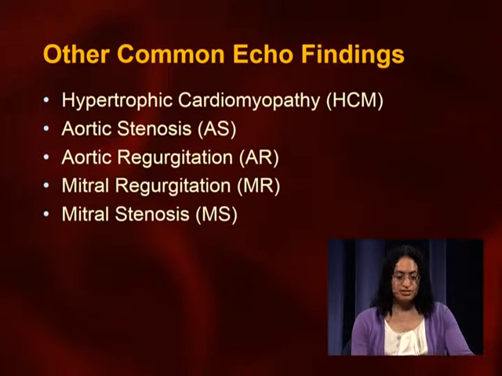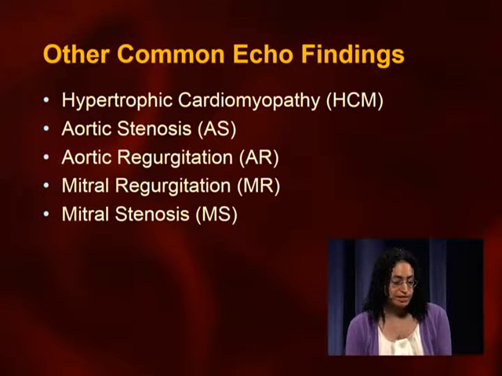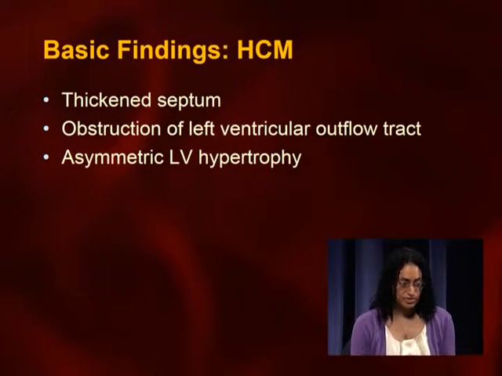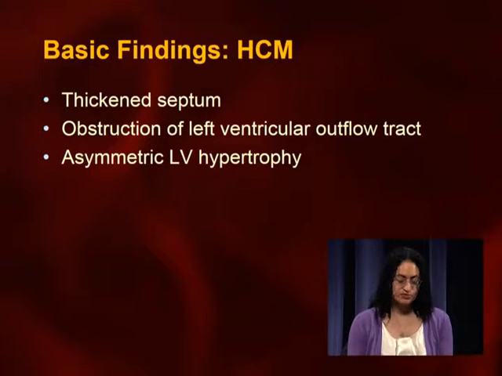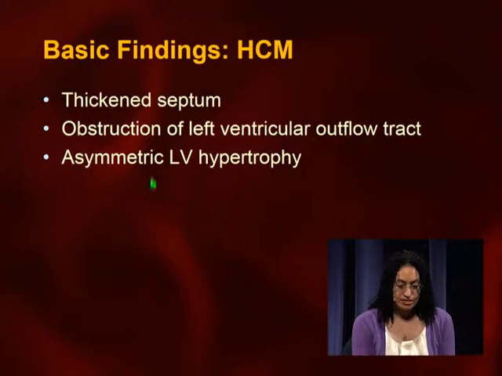Other common findings you might be given on the exam are findings of hypertrophic cardiomyopathy, AS and AR, MR and MS, and we'll talk about those in those respective studies. So basic findings for hypertrophic cardiomyopathy include that thickened septum. That's key. And that septum can obstruct the left ventricular outflow tract. The key to the LVH that appears in hypertrophic cardiomyopathy is that it's asymmetric.